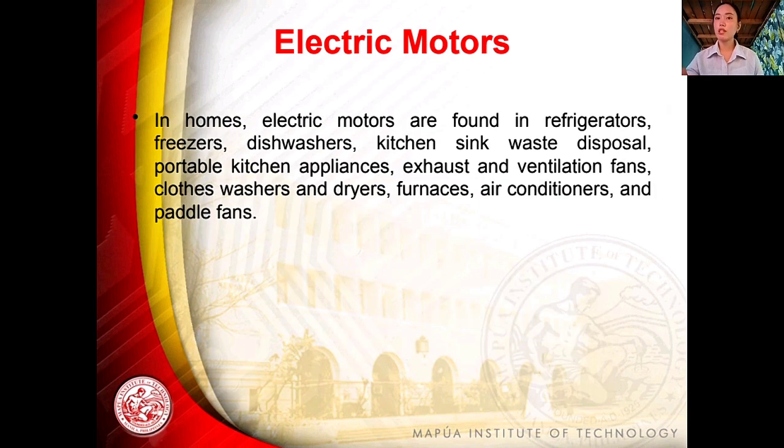And next is electric motors. Electric motors in homes are found in refrigerators, freezers, dishwashers, kitchen sink waste disposal, portable kitchen appliances, exhaust and ventilation fans, clothes washers and dryers, furnaces, air conditioners, and paddle fans. Electric motors are the reason why these appliances run using electrical energy.